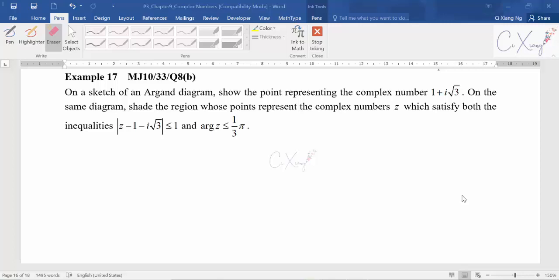Okay, so in this video we are going to discuss some questions that ask you to sketch inequalities that involve complex numbers. We have example 17 and also example 18. Maybe I will try example 18 with you, then you try example 17 on your own.